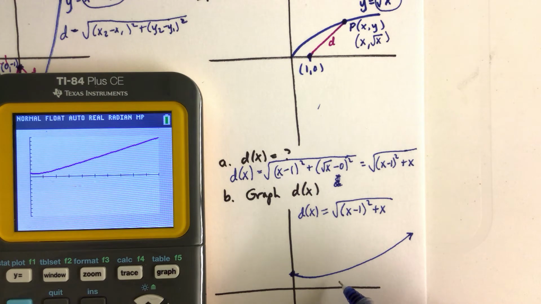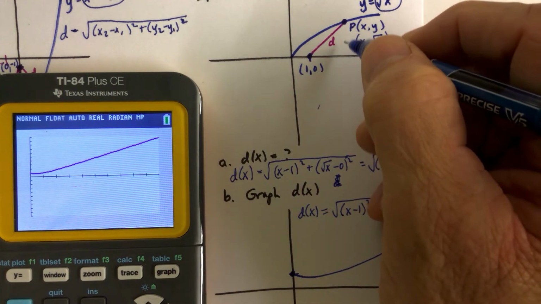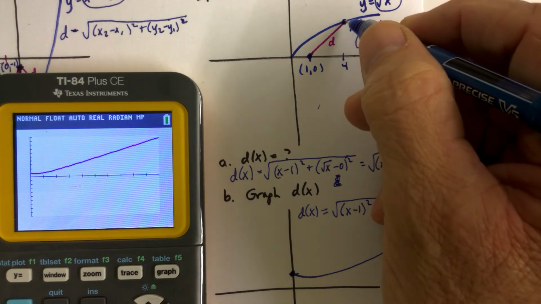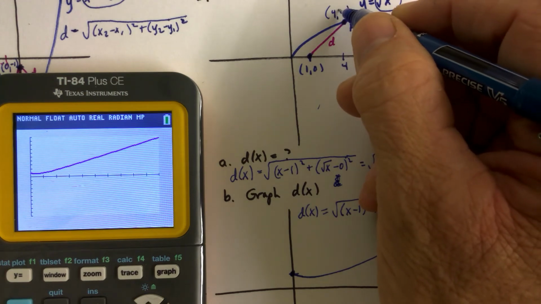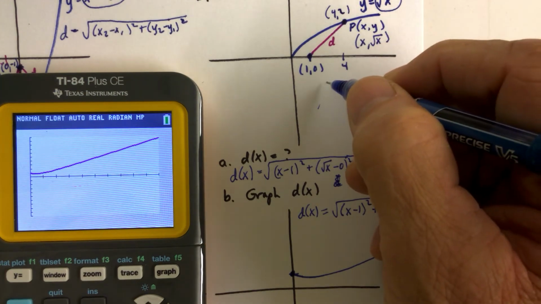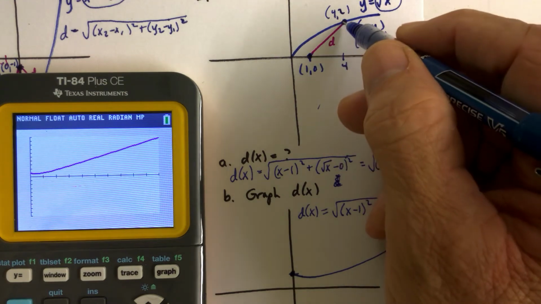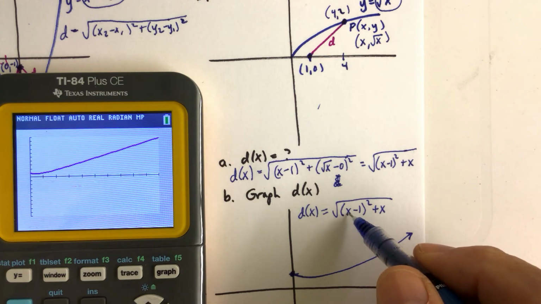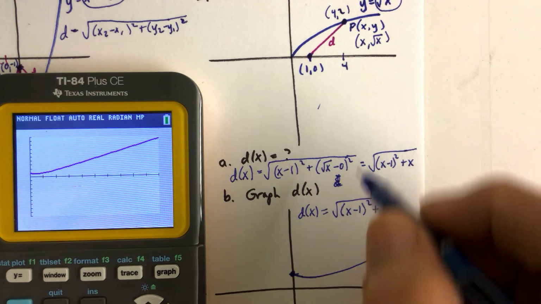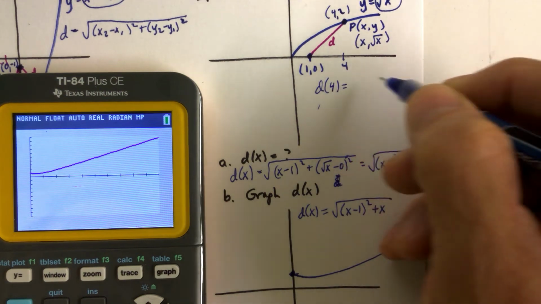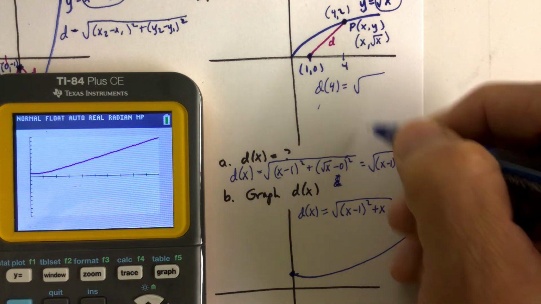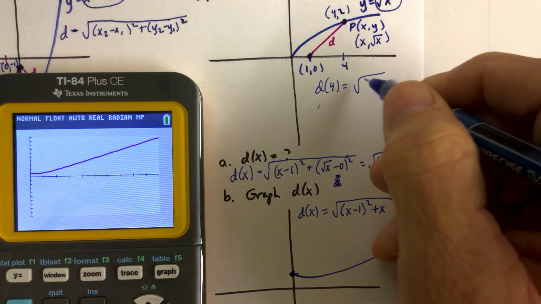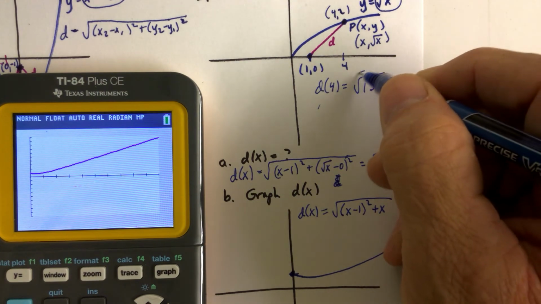So let's say x is equal to 4. The y coordinate would be 2, right? So the distance between (1, 0) and (4, 2) would be, you put a 4 in place of the x, you have 3 squared, 9, plus 4 is 13. So the distance, if x is 4, would be the square root of, again, 4 minus 1 is 3, 3 squared is 9, and 9 plus 4 is 13. So that would be the distance.